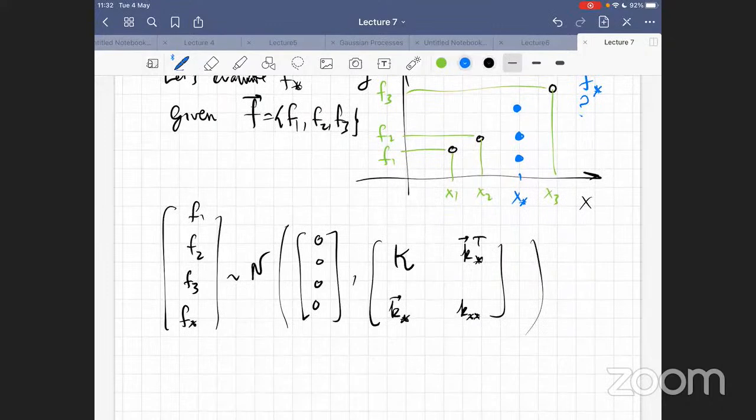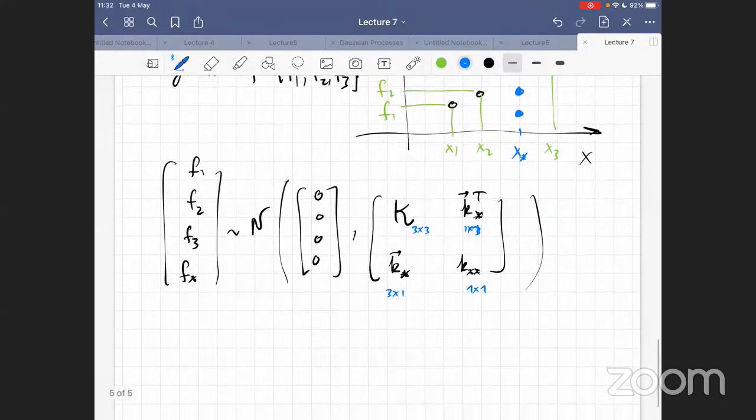So in this case, this would be 3 by 3. This is a scalar. This would be 1 by 3, 3 by 1. Okay, and 1 by 1. So I would have a 4-dimensional covariance matrix because I have 4 points.